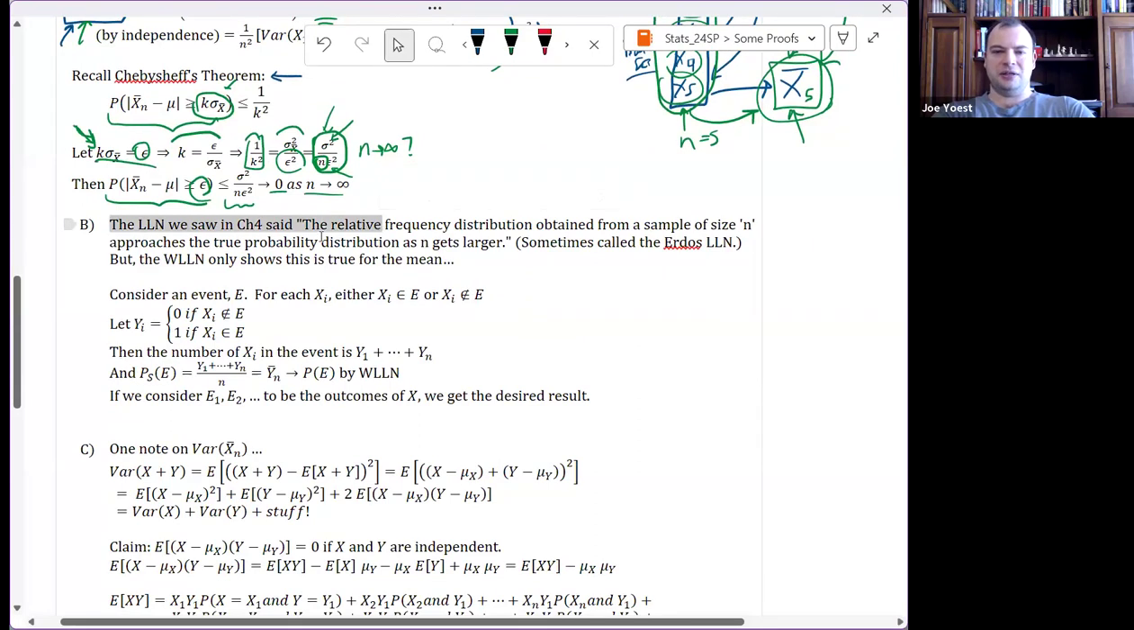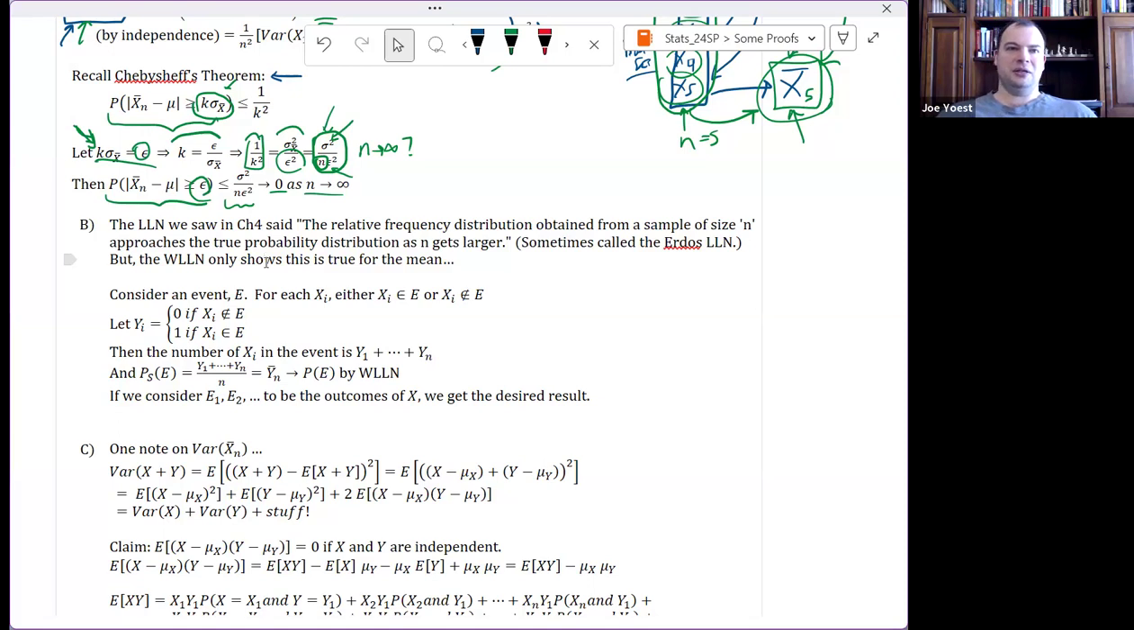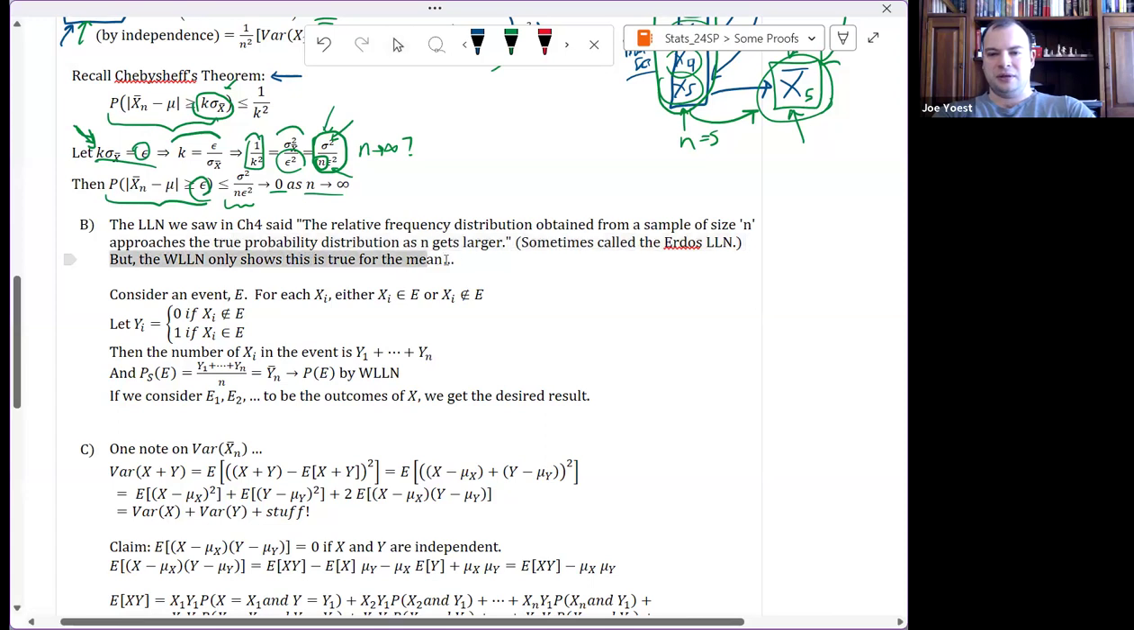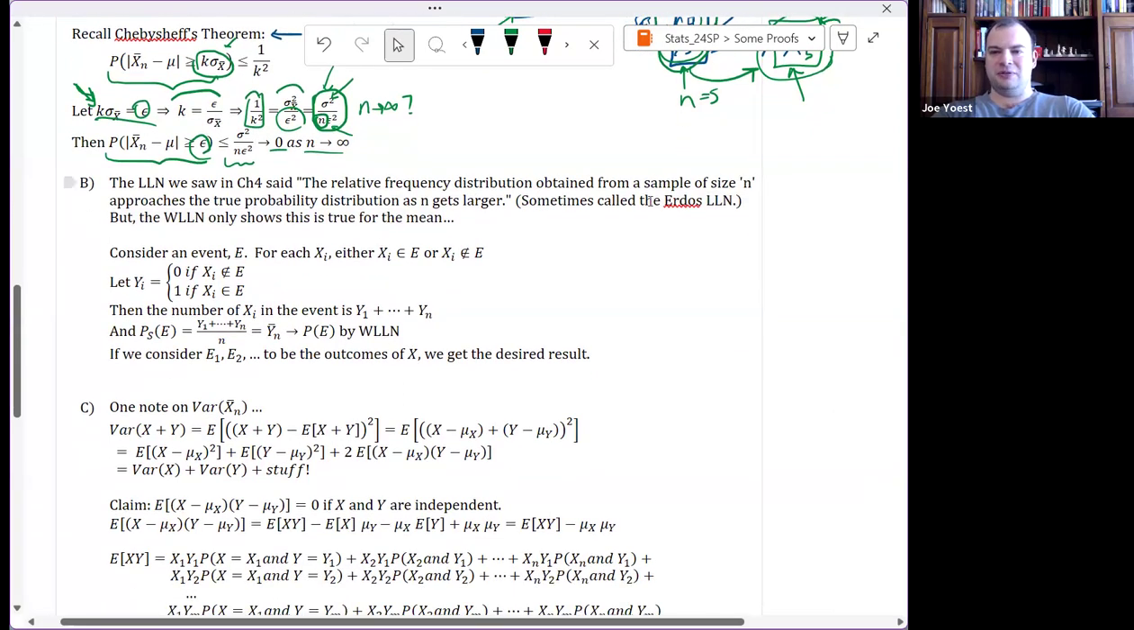So as I mentioned here, the law of large numbers in chapter 4 said the relative frequency distribution obtained from a sample of size n approaches the true, underlying probability distribution as n gets larger. So we made the statement about the whole frequency distributions, not just the means. And the mean is what we proved above. Sometimes this is called the weak law of large numbers. There are several different laws of large numbers, but this is more or less the one that we are looking at.